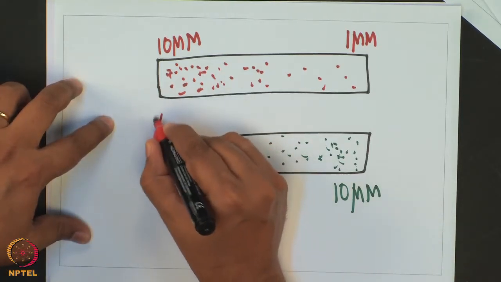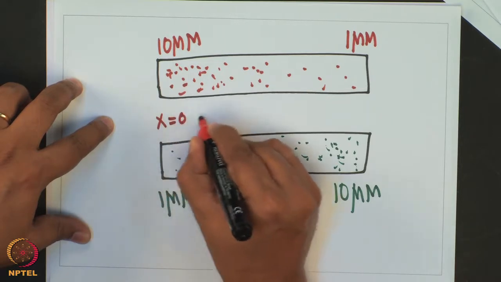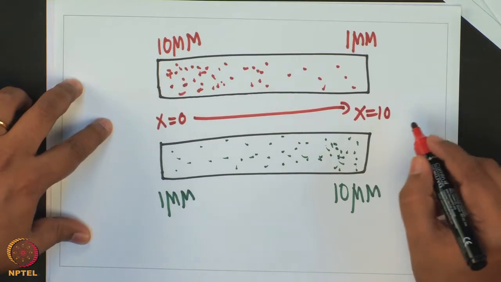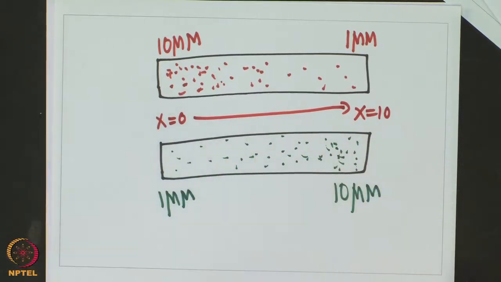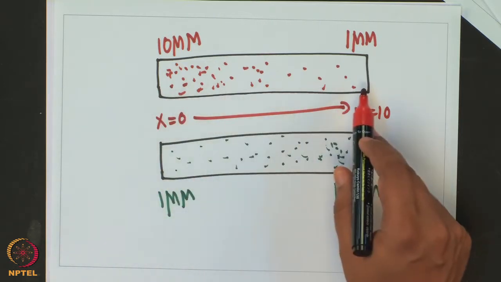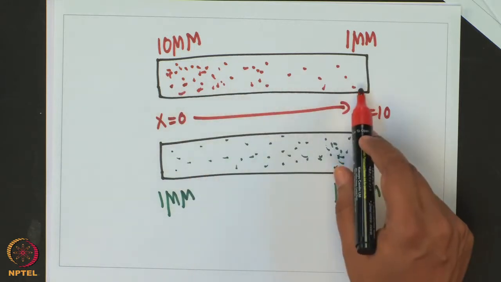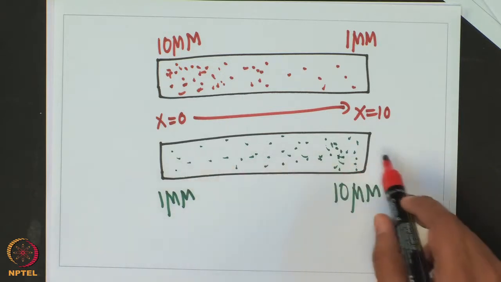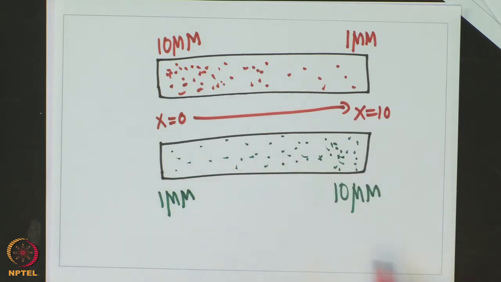Now, in these two scenarios, this is my x-axis, x direction. So this is x equal to 0, and here x equal to 10 in units of micrometer. So this is my increasing direction of x. Here as x increases, the concentration increases. Here as x increases, the concentration decreases. So dc by dx will have different sign.